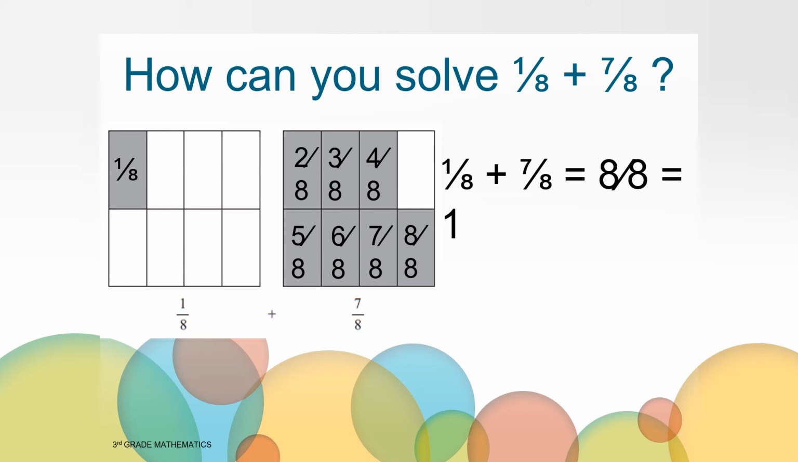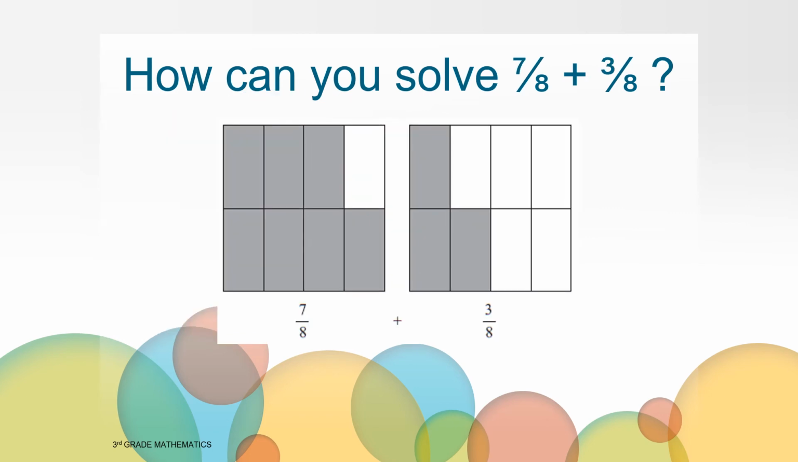Or you might have also noticed that you only need one more eighth in the 7/8 to make a whole. And you might have thought about moving this 1/8 piece over to that missing space so that you can fill it in and get 8/8 or 1 whole.